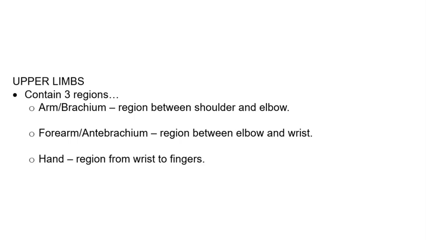The upper limbs possess three regions. The arm, or the brachium, is the region between the shoulder and the elbow. The forearm, or the antebrachium, is the region between the elbow and the wrist. And the hand describes the region that begins at the wrist and is everything that is distal from the wrist. So that includes the wrist to the tips of the fingers.